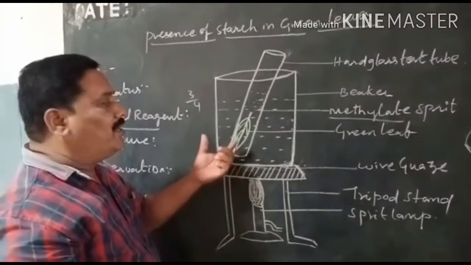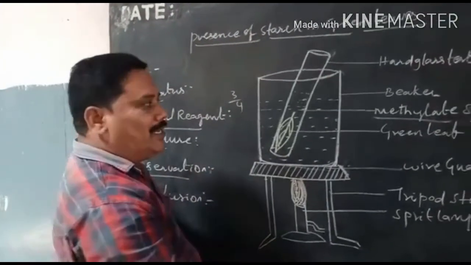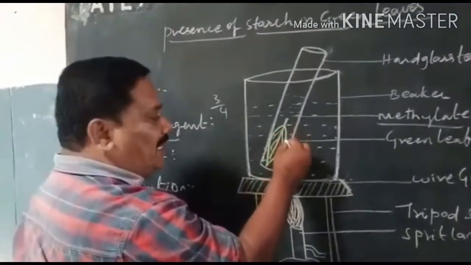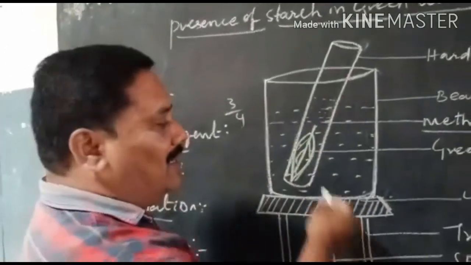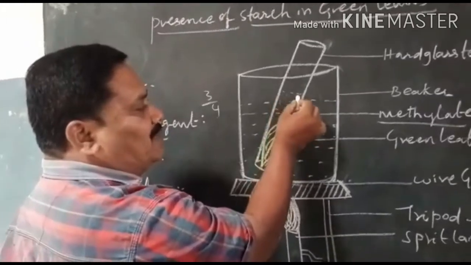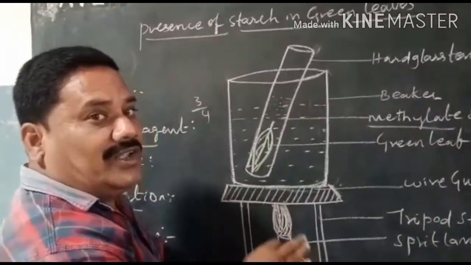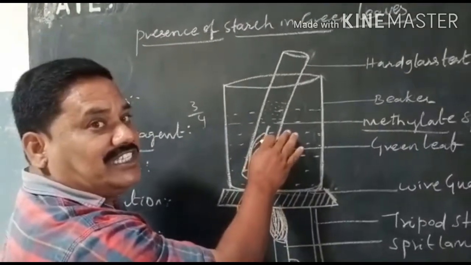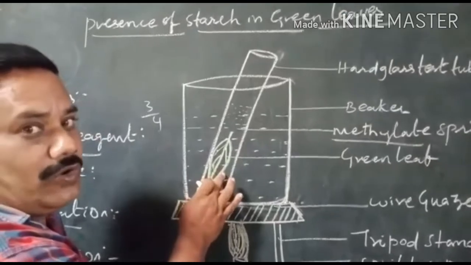After half an hour, you observe. Observation: the green leaf extracts the chlorophyll, and the methylated spirit changes into green color. Why does the methylated spirit change to green? Because the green leaf has given out its chlorophyll.